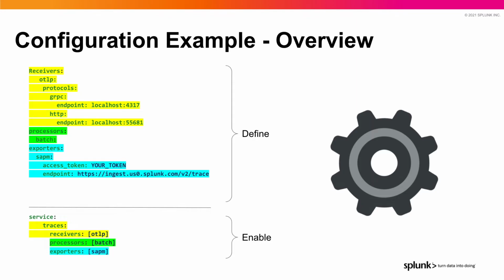When it comes to this definition, you can see that in yellow, for our traces, we've enabled OTLP as it's been defined above. We've enabled batch for processors, and for exporters, we've enabled the SAPM exporter so that we can send all our data to Splunk.